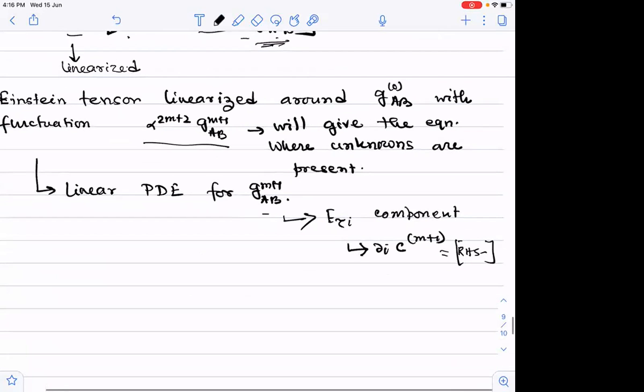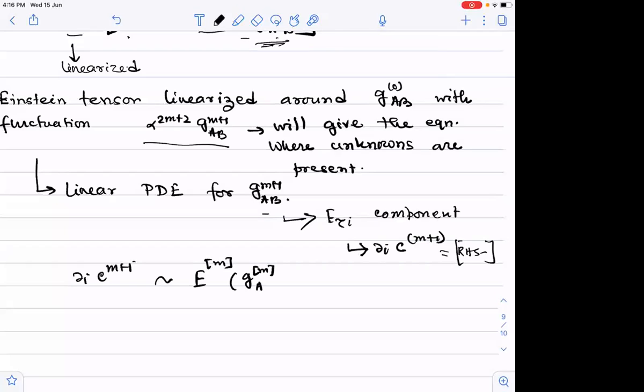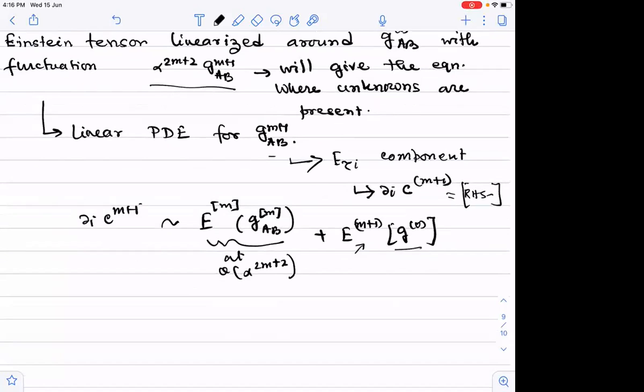So in the end, the equation will look like this. Del I of Cm plus 1 up to term is acting on this Tm on Gm, but calculated up to order alpha to the 2m plus 1 at order alpha to the 2m plus 2. And one more term, which is Em plus 1, which will be actually on G0. At m plus 1 order, there could be new terms in the equation of motion, and that has to be evaluated on G0 because Em plus 1 already has an alpha to the 2m plus 2.